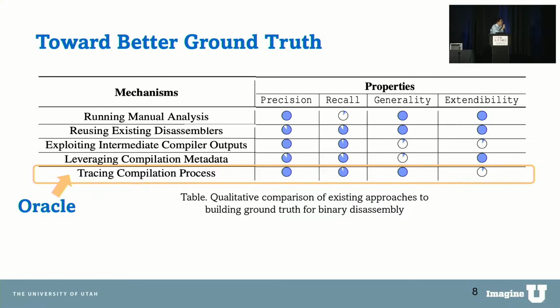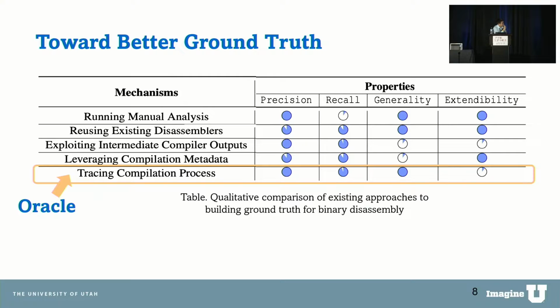So previously, we have presented enough evidence showing that imperfect ground truths will not only lead to contradictions, but also affect the disassembly to design. So it's very important to improve the ground truths into a better position. So in this paper, we decided to follow the direction of tracing compilation process because it has the best potential.